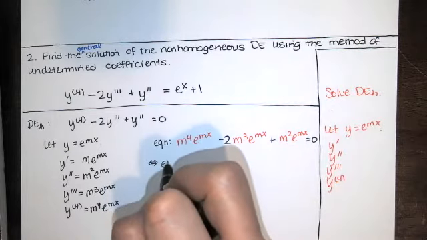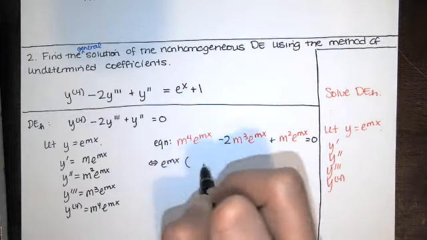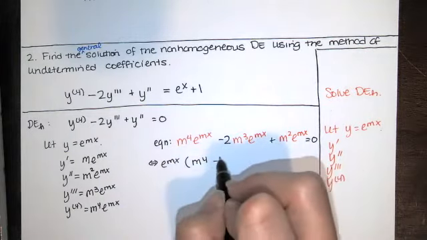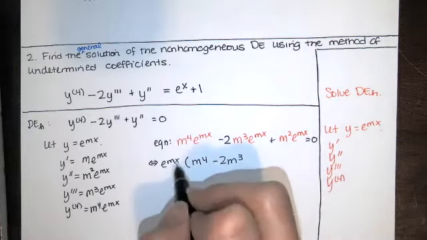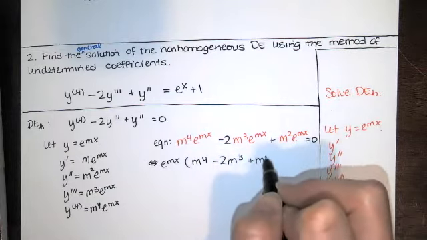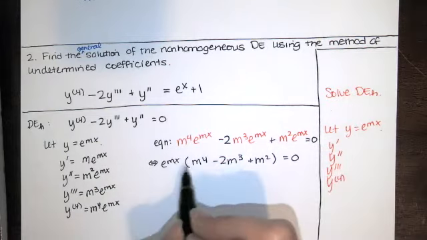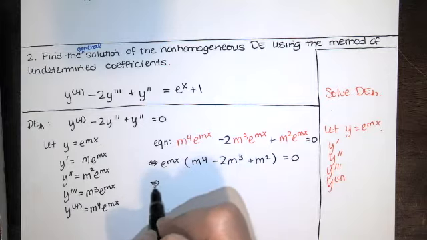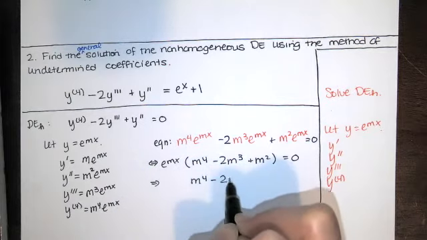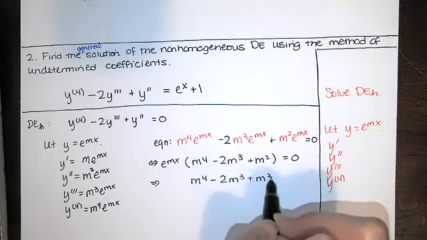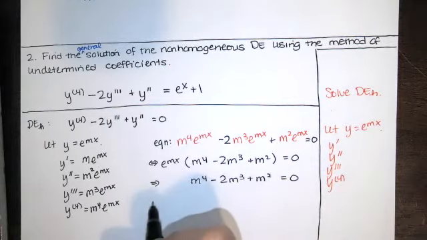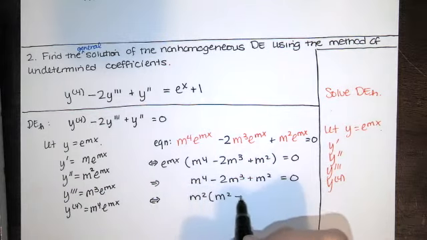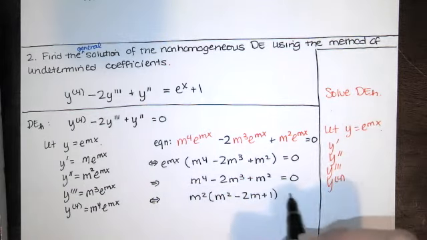You want to factor out the exponential. E to the mx times m to the fourth gives us our first term. E to the mx times a negative 2m cubed gives us our second. And this times a positive m squared gives us our third. This times this equals 0 if one of the factors is 0, but the exponential is never 0. So we have that. And you can factor out an m squared. So we have a greatest common factor, so we should always take that out.